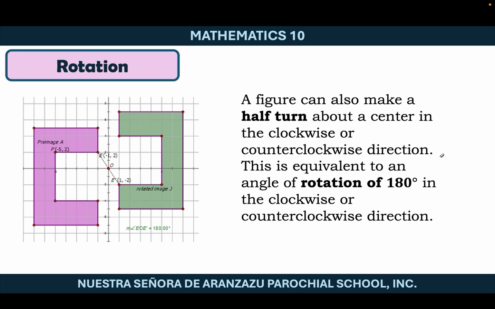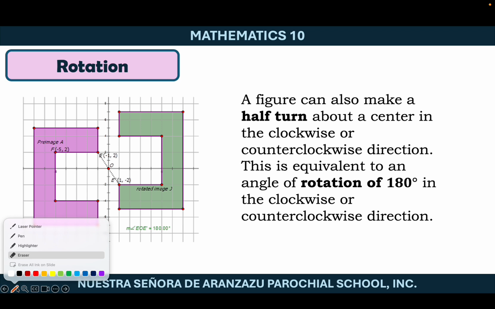So, the half turn is about the center in the clockwise or counterclockwise direction. So, ibig sabihin, the given figure, the given point can make a half turn. It can either be a clockwise or counterclockwise direction. Hindi nagmamatter dito yung direction kapag 180 degrees. Okay, same rule lang yung ina-apply natin. So, later we are going to present the rule. Or we can observe this one.